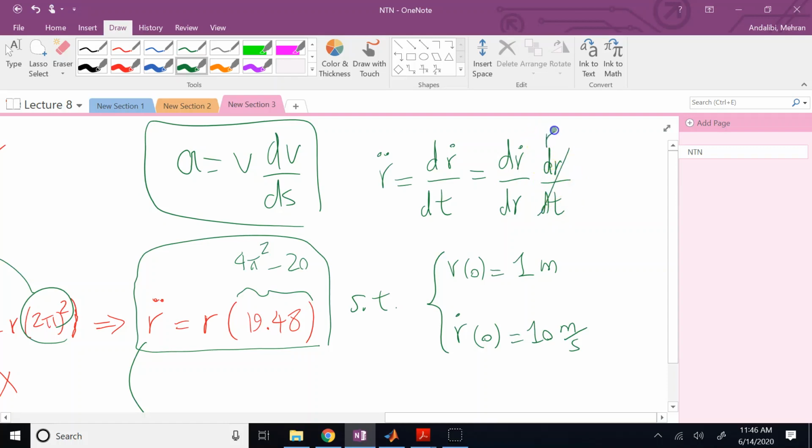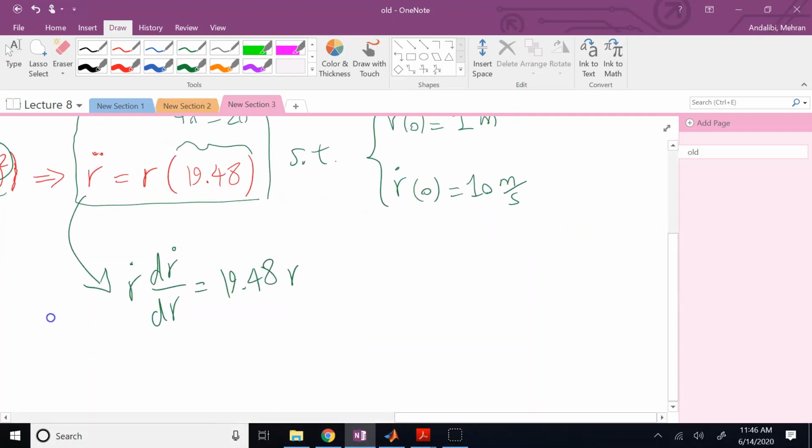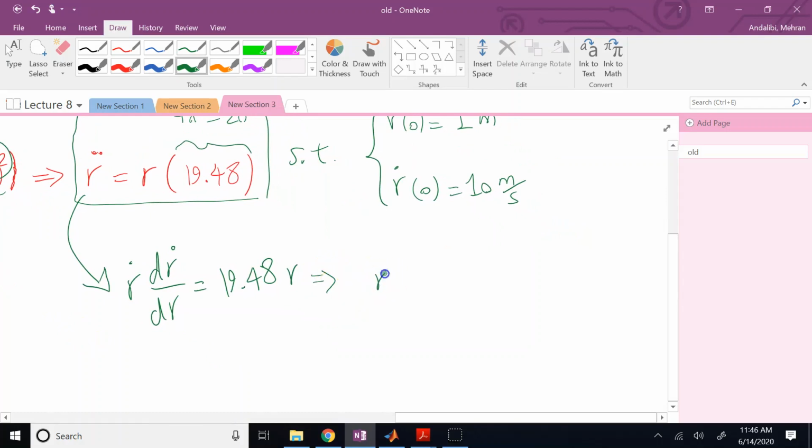And this guy is what? r dot, so I can write it as r dot dr dot over dr, right? Which is v dv over ds. So I would write it as r dot dr dot over dr is equal to 19.48 times r. And what's good about this? Yes, you can do separation of variables. All you need is to cross multiply both sides by dr.